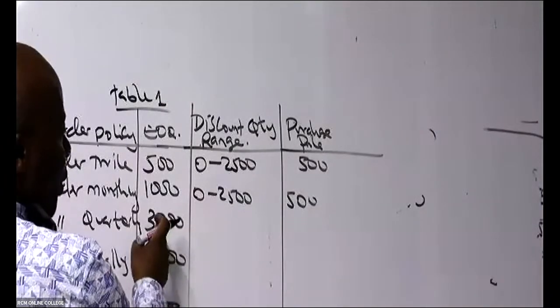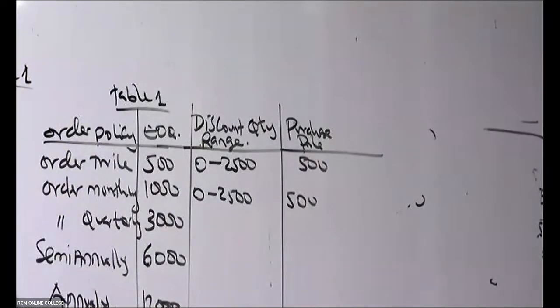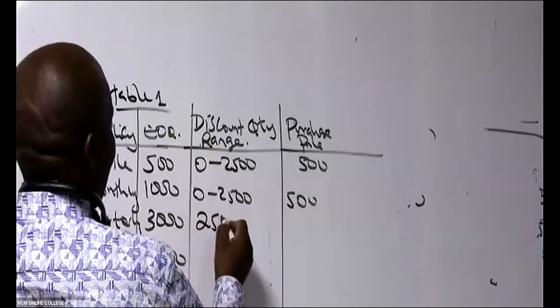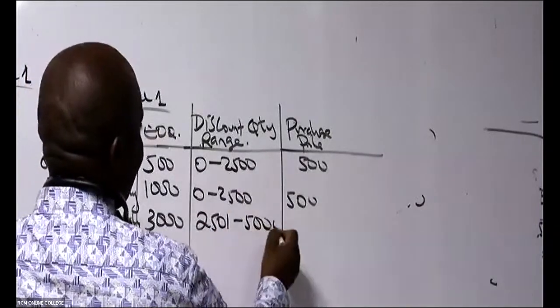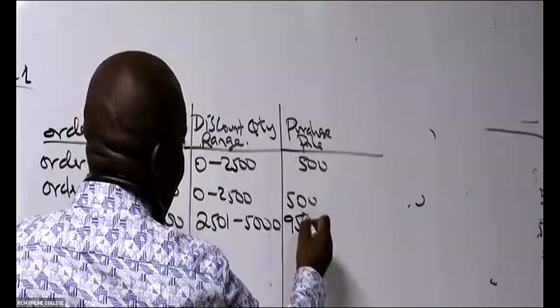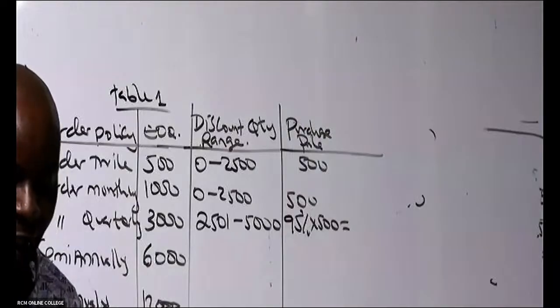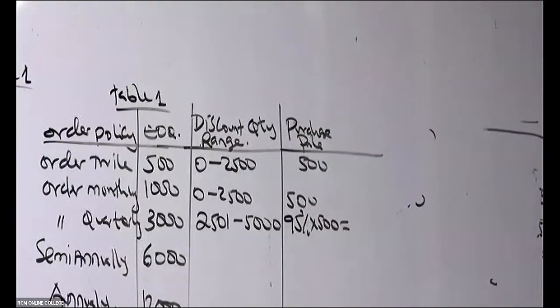But now when you come to this 3,000, it's in a different class. They have told us a 5% discount is offered by the supplier of product X on the whole order where deliveries are 2,501 to 5,000. So in this case here, this is a 5% discount. So we are being given this at 95% of 500. So is there somebody who can give us this answer? Shayla already has an answer.